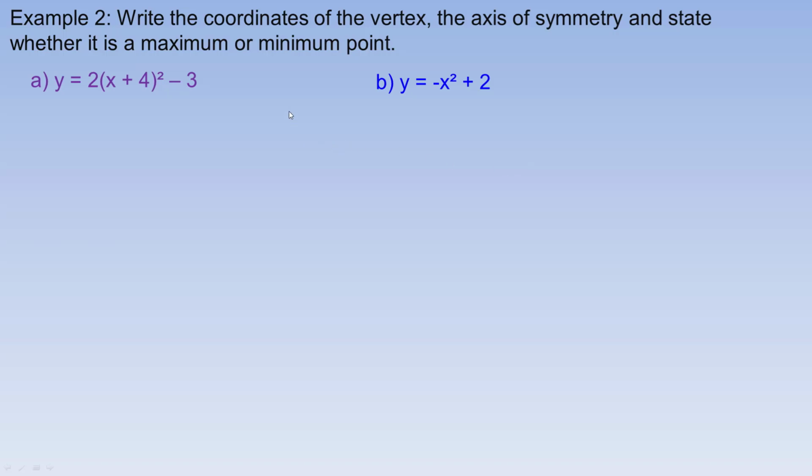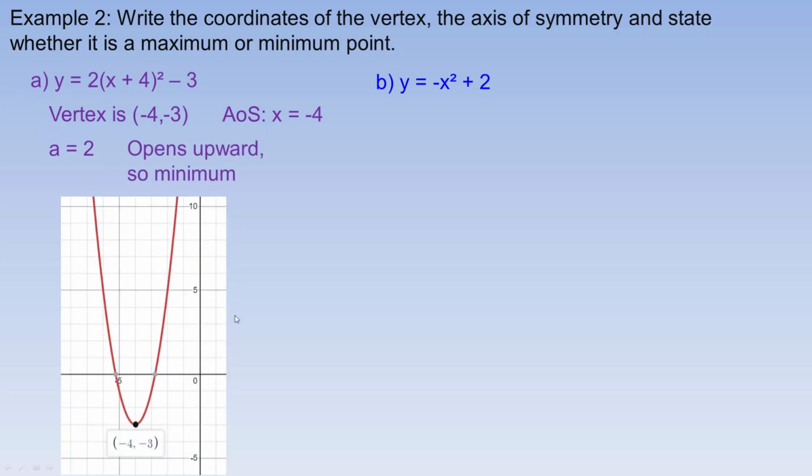So the last example here has to do with 3 things, right? The coordinates of the vertex, the axis of symmetry, and stating whether it's a max or min point. So here's the first one. The vertex would be, now notice this one has the plus, so it's going to be the opposite of the 4, so it would be -4 comma -3. The axis of symmetry would be x equals -4, always x equals the h number. And because a equals 2, a is positive, that means it opens upwards, so it's a minimum point. This is what the graph looks like.